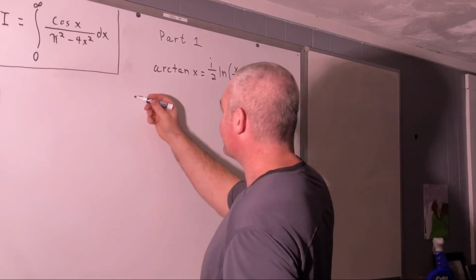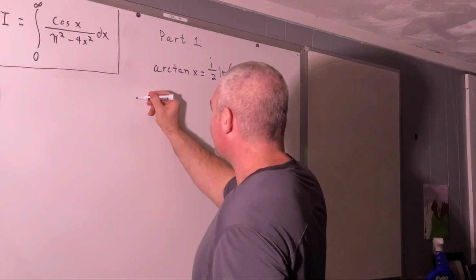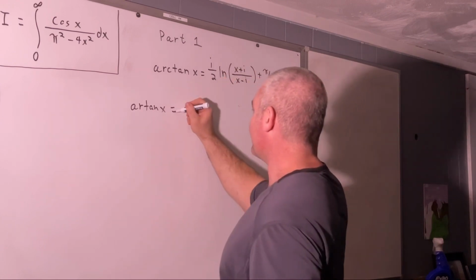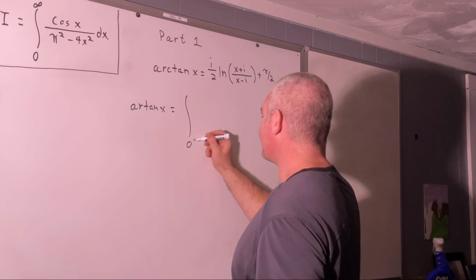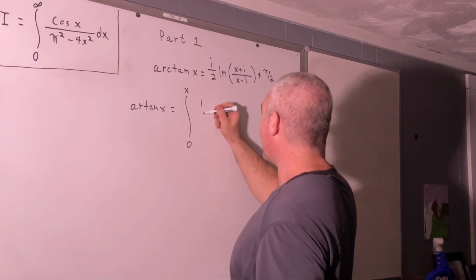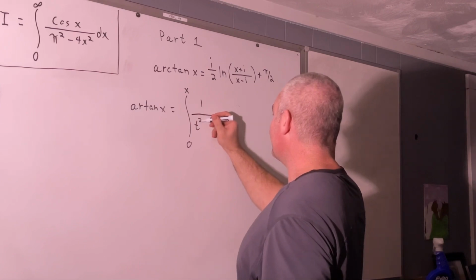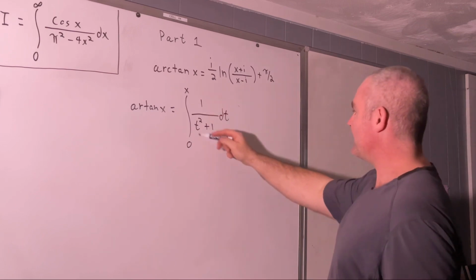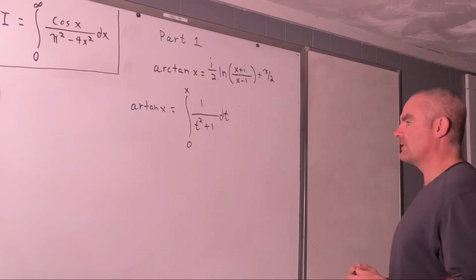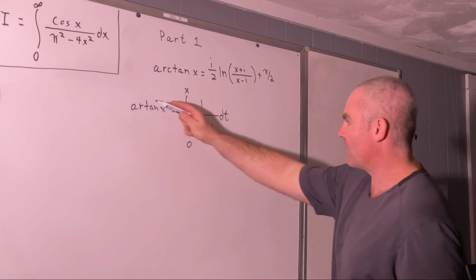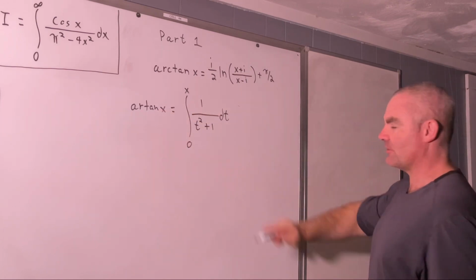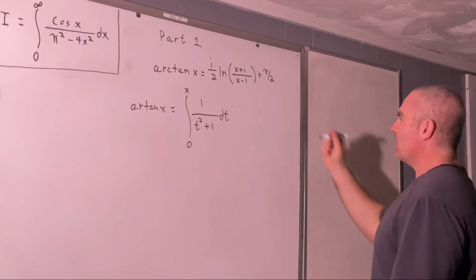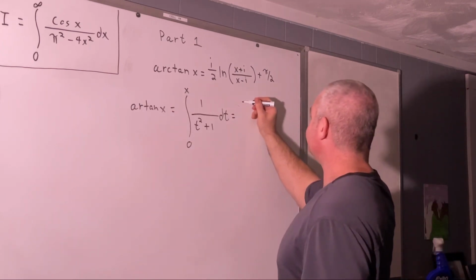We all know that arctangent x can be represented this way as the integral going from 0 to x of 1 over t squared plus 1 dt. And now this indefinite integral evaluates to arctangent t. Plugging in x, we get arctangent x, and then minus arctangent 0, which will be exactly arctangent x. But this can also be written like this.